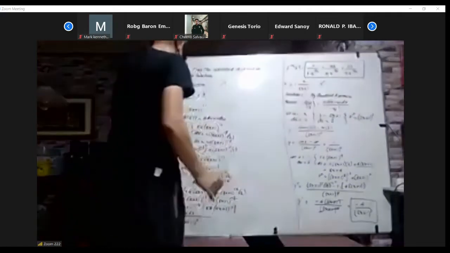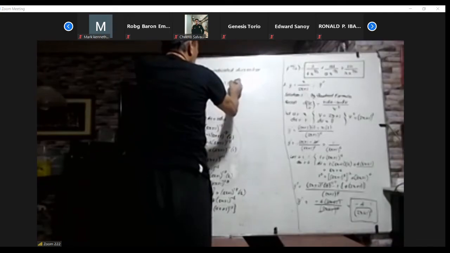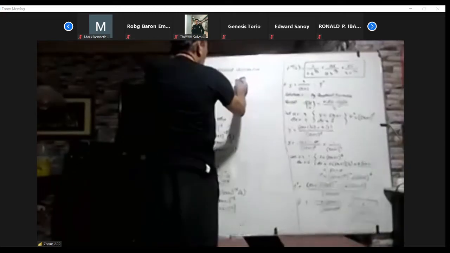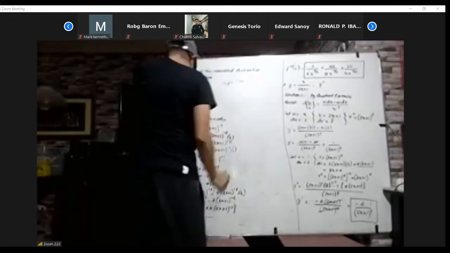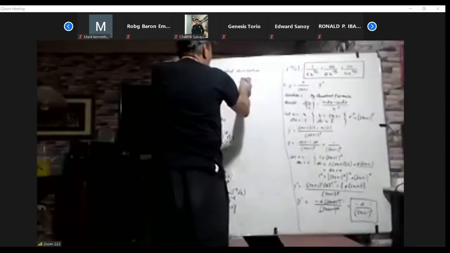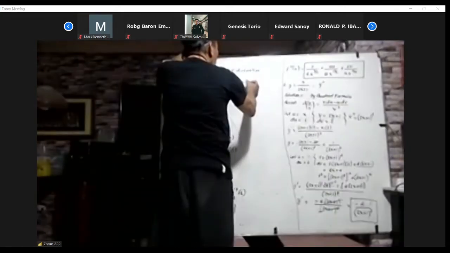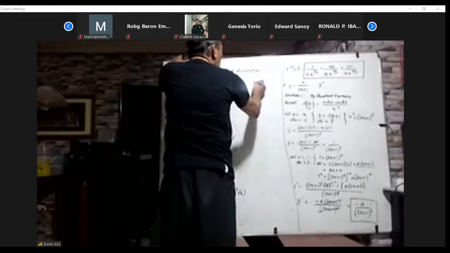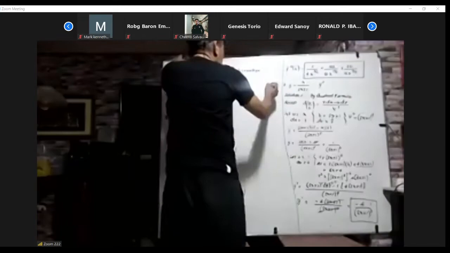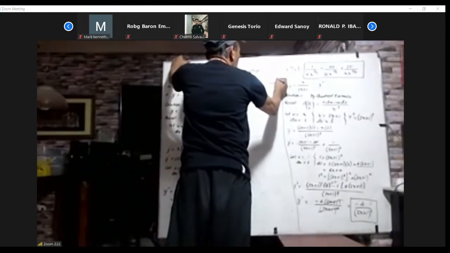Okay, yan muna. So here, the derivative of y is equal to negative 2 times x. Okay, negative 2x. Then ito ngayon, ilalagay natin na multiplied by 2x plus 1 raised to negative 2. Yan, lagay muna natin dyan. Then plus 2x plus 1 raised to negative 1.